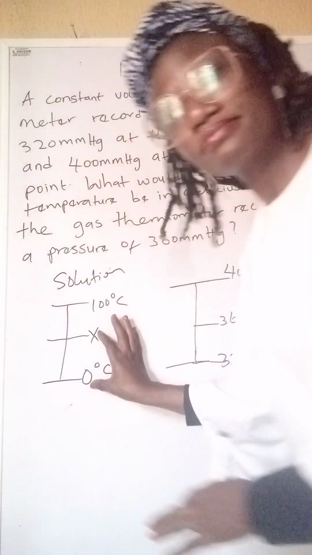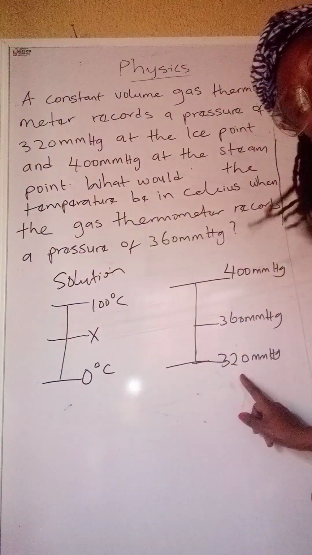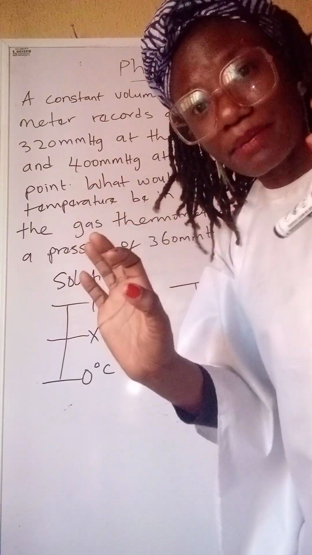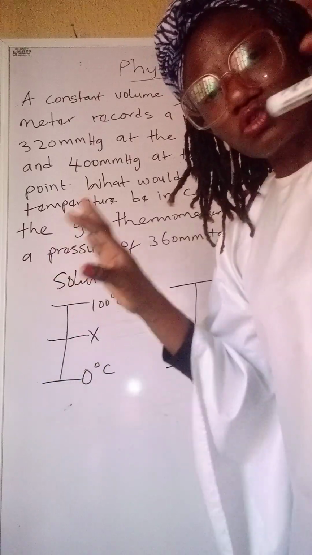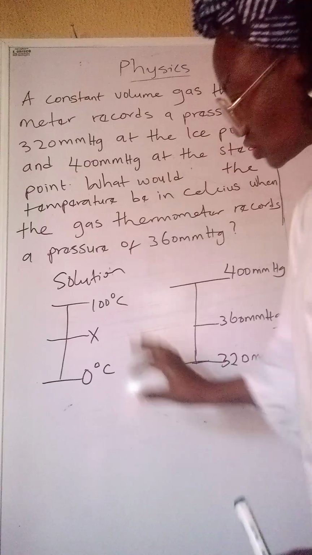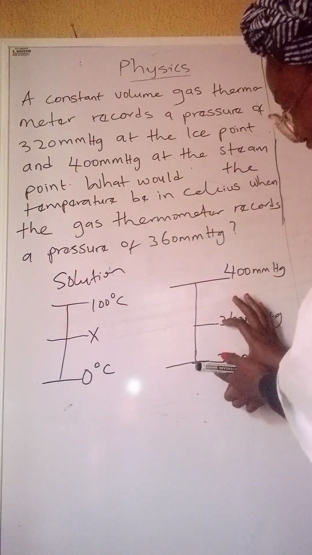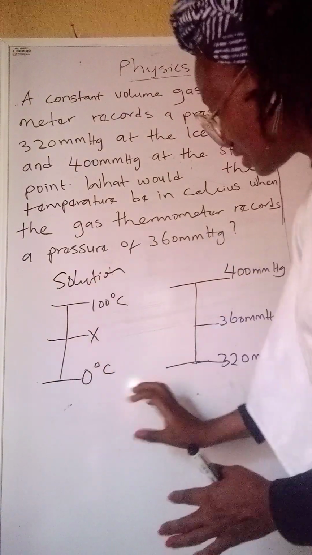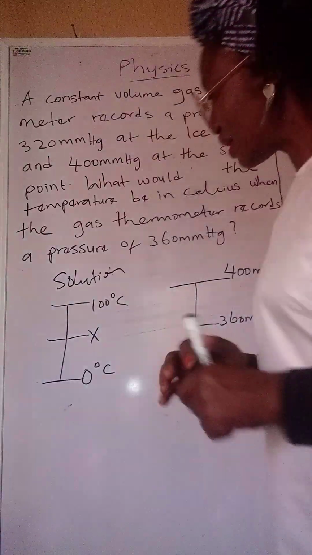Like we've been doing, this gap, x minus 0, is equal to this gap, 360 minus 320. You start with the smaller gap on top, all over the larger gap. The smaller gap is the numerator, the larger gap is the denominator. So it's going to be this over this, equal to this over this. Small all over big is equal to small all over big. Are you following?